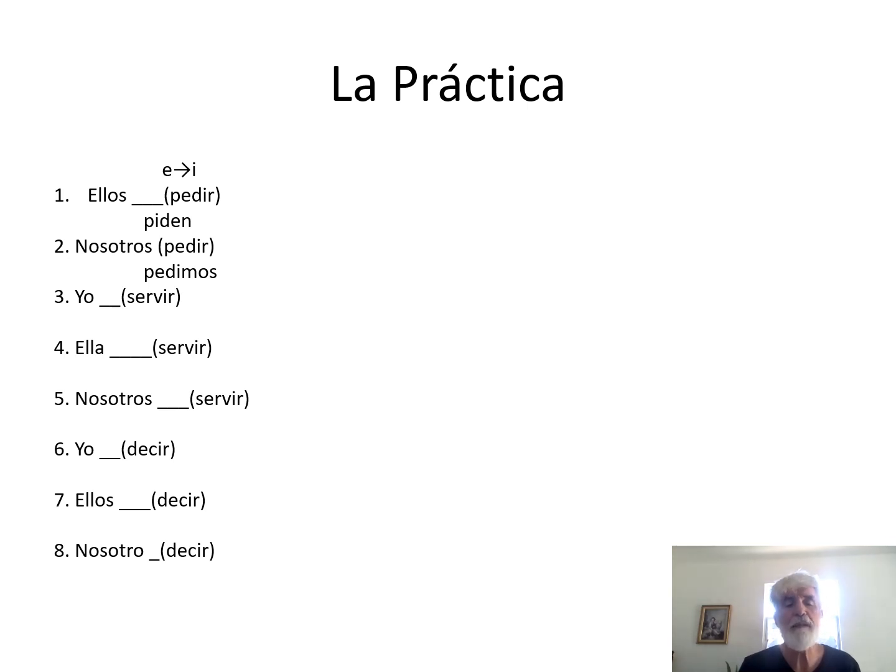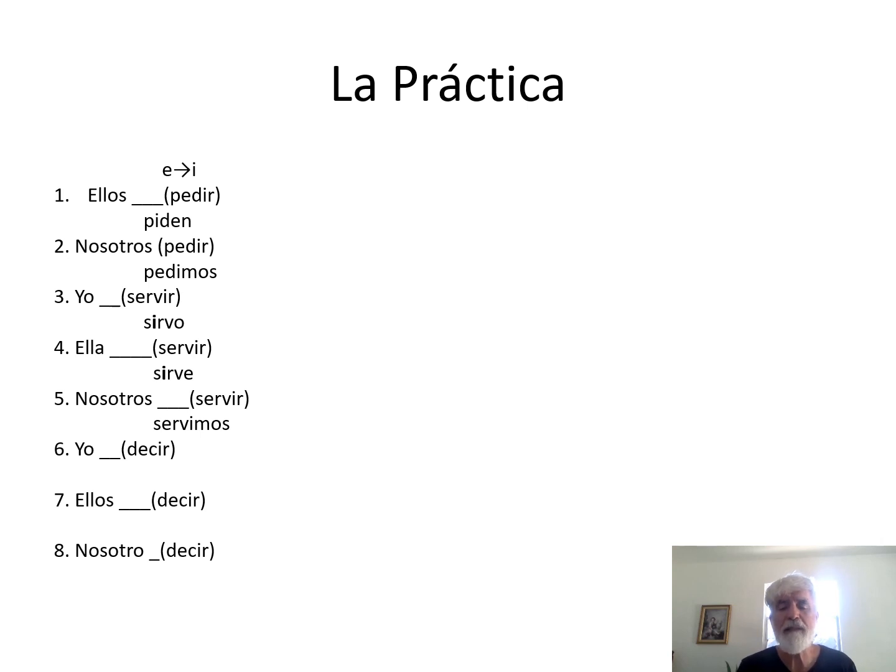What about the verb servir? Okay, it's an E to I stem change. Will it be a stem change? Of course, there always is with yo, sirvo. What about ella? Yes, there's always a stem change with ella. Ella sirve. What about nosotros? We serve. Never a stem change. Servimos.